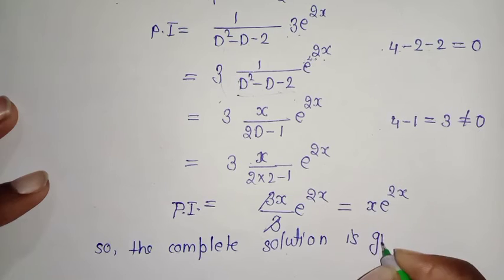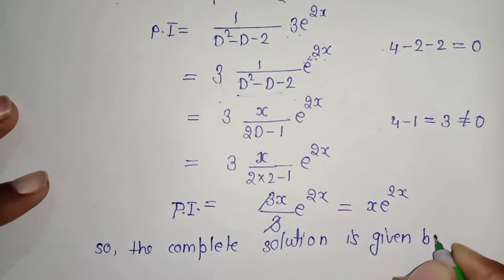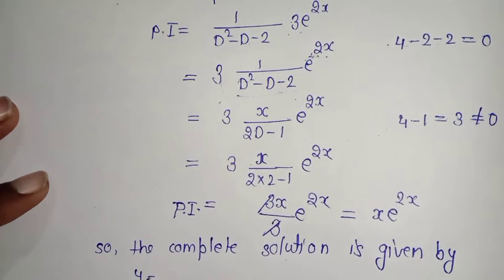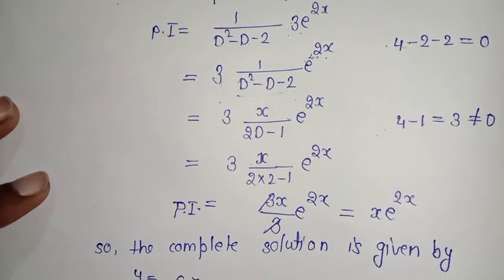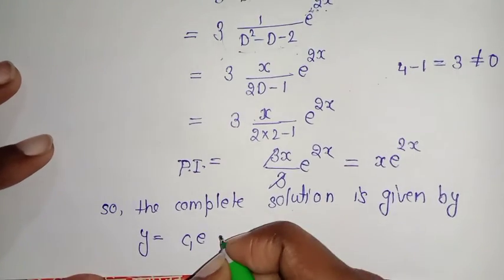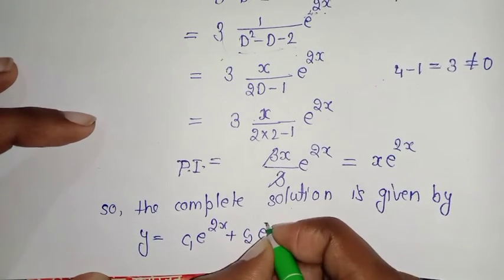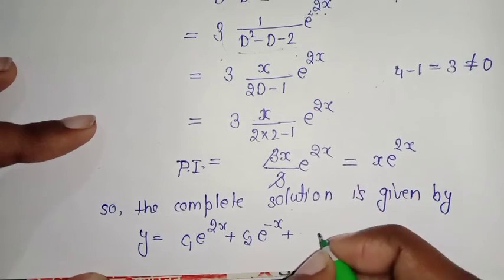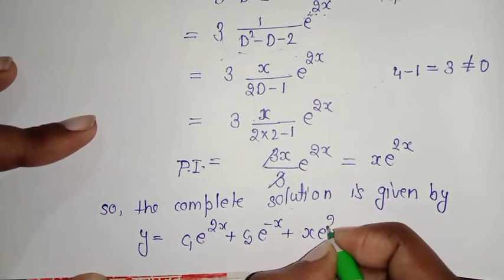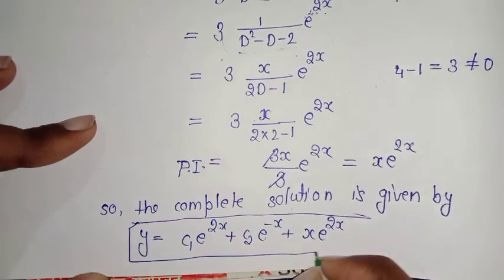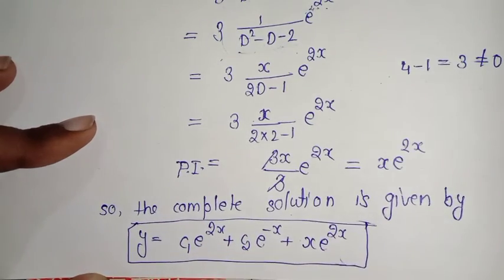given by y is equal to CF plus PI. So I am going to add them. Our CF was C1 e raised to power 2x plus C2 e raised to power minus x, and PI is x e raised to power 2x. So this is the complete solution for our differential equation. I hope you understand it.